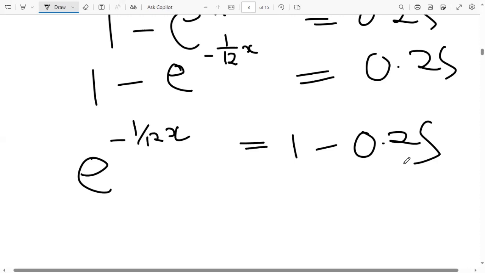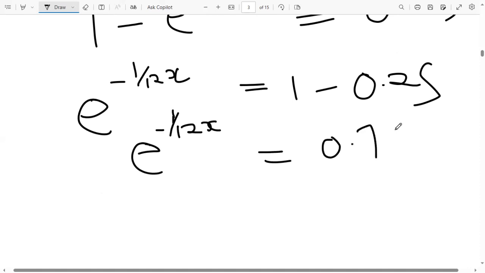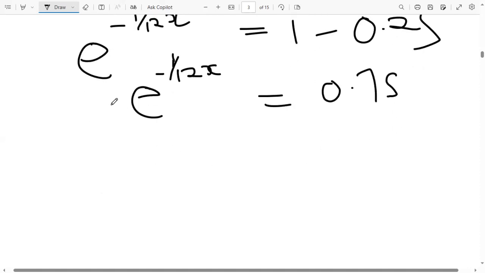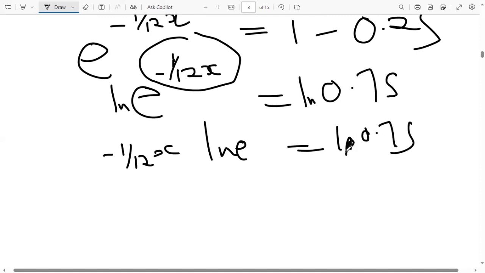And then from there, we can do the substitution here. We're going to find 0.75. So e to the power minus 1 over 12 x is equal to 0.75. And then we apply the natural log here. It means this power is going to drop. So we are going to have minus 1 over 12 x, and then ln e is equal to ln 0.75. So this should be ln like this. That's the situation that we have here.